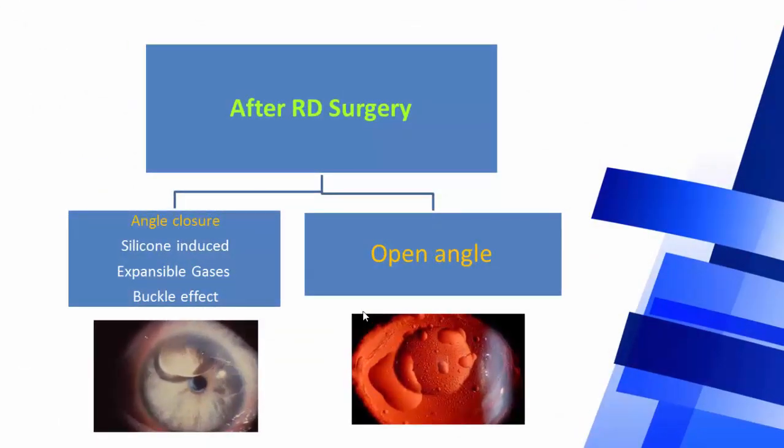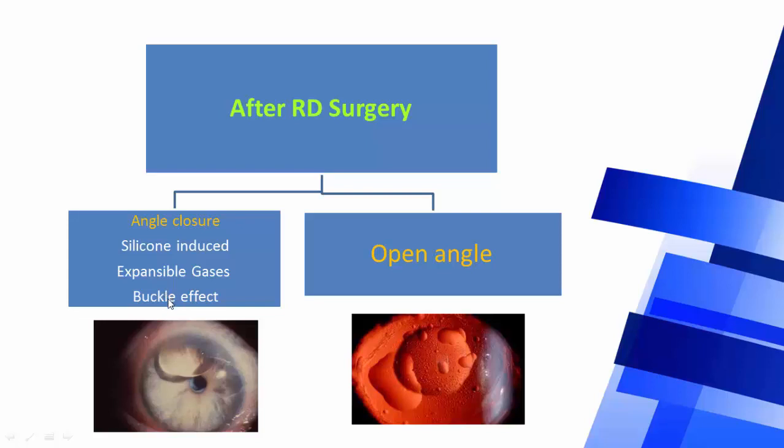After RD surgery, there are two mechanisms: angle closure and open angle. Angle closure leads to closure of the angle after retinal attachment surgery or vitrectomy, by the effect of tamponading agents like silicone and expansile gases. Both of them can push the iris forward and cause closure of the angle of the anterior chamber, or even silicone itself can block the angle of the anterior chamber.